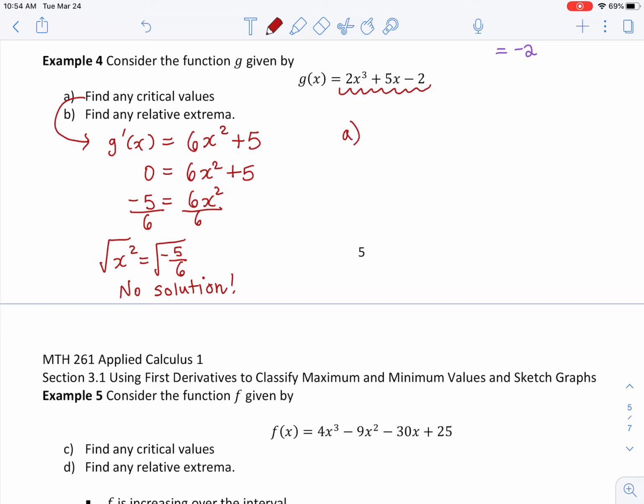So guess what? A, when they ask you to find any critical values, what are you going to tell them? Hey, there are no critical values. No real critical values. All right, if we don't have any critical values, then we're not going to say that we have any relative extrema. So B, find any relative extrema. Say no relative extrema.